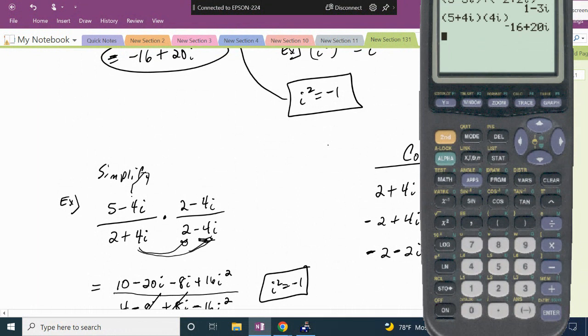Right, so I am going to carefully put this in. I'm going to put the numerator inside a set of parentheses. And I'll just show you what happens if you don't put it inside a set of parentheses. The calculator won't actually follow order of operations. So I have 5 minus 4i. I close off my numerator, divided by, I'm going to open up another set of parentheses for the denominator, 2 plus 4i.